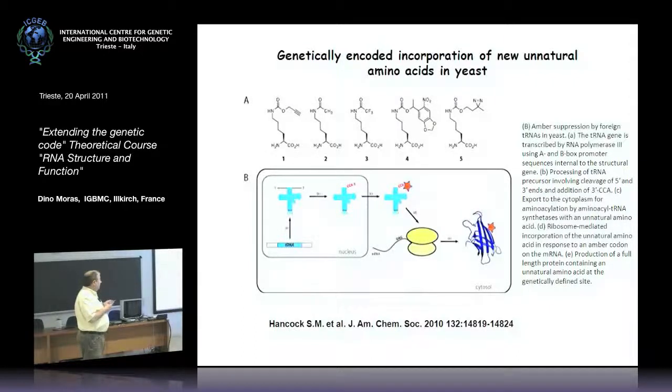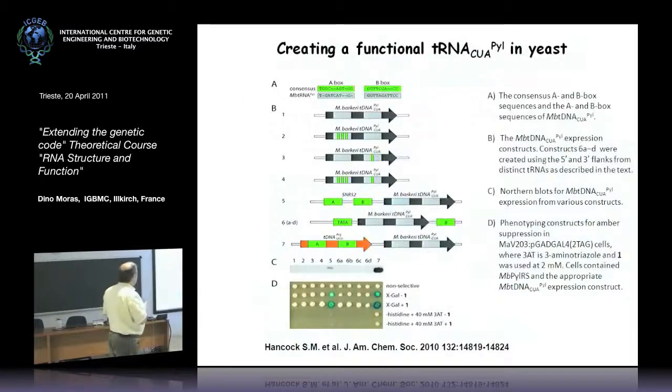So you need to first adapt the transfer RNA, then bring the proper synthetase and make it work in an orthogonal way. So first you have to create a functional tRNA CUA in yeast, because you want to transfer. This transfer RNA was working in an archaeon. I forgot the name of this bacteria. It is in the slide, in the paper. But you have to transfer the transfer RNA. The transfer RNA does not exist in yeast. So this is the construction.